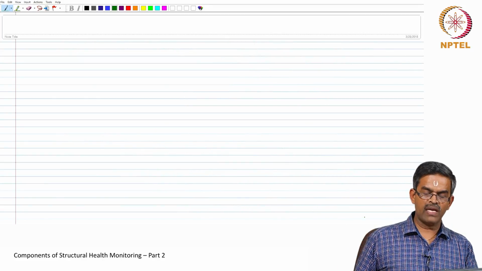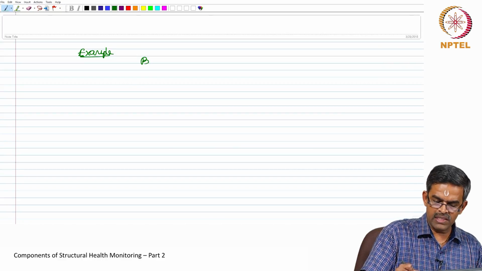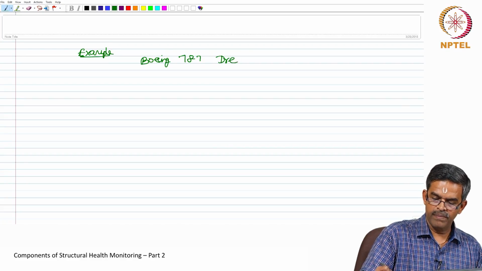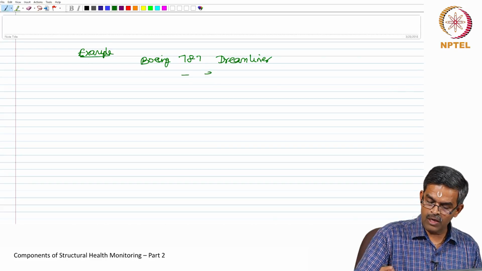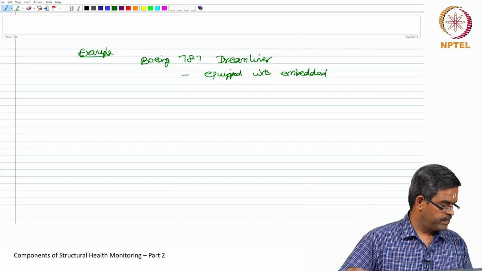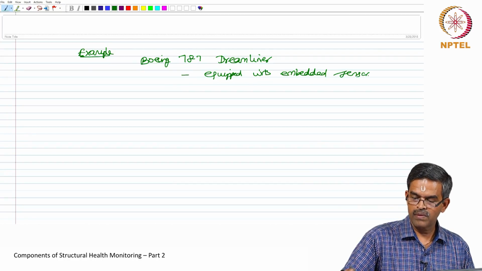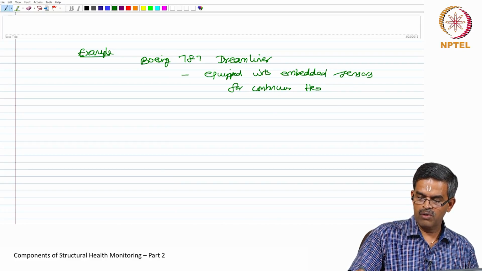There are many examples of aircrafts which are embedded with structural health monitoring systems. One of the famous examples, a very common practice in aircraft industry, is that Boeing 787, Dreamliner is an aircraft which is equipped with embedded sensors for continuous health monitoring.